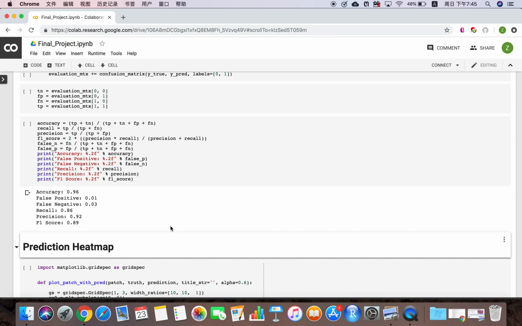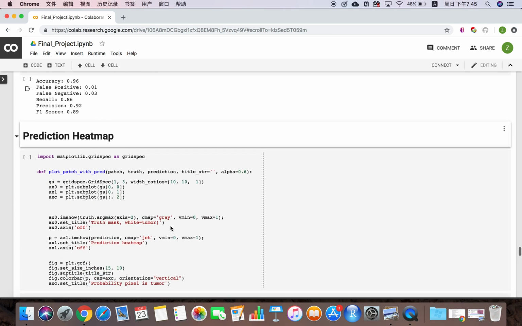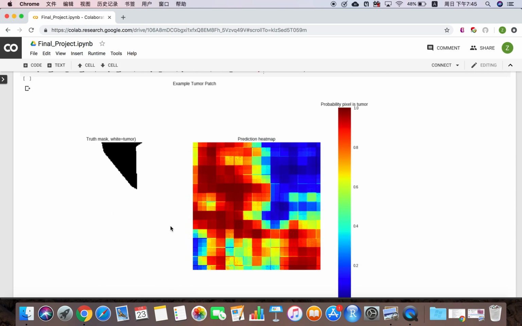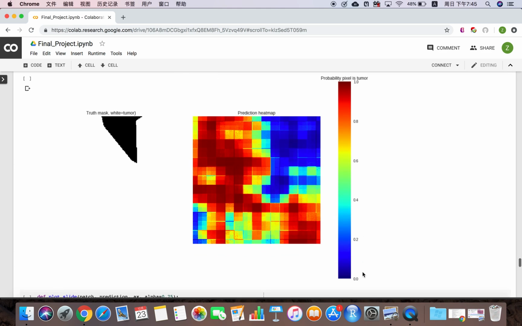Next, I would like to show my result of the prediction heat map. Here is one example. Here the white area means it contains tumor. And here is the prediction heat map, where the red area means there is a higher probability of containing tumor, and the blue means there is a very low probability of tumor. We can see the two correspond to each other.